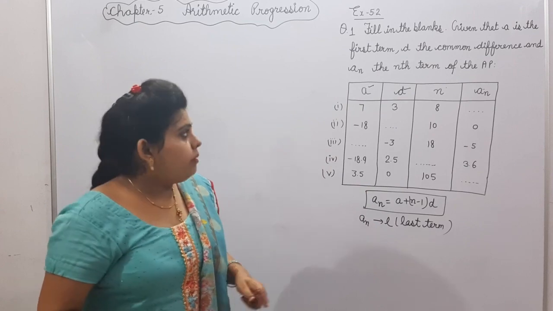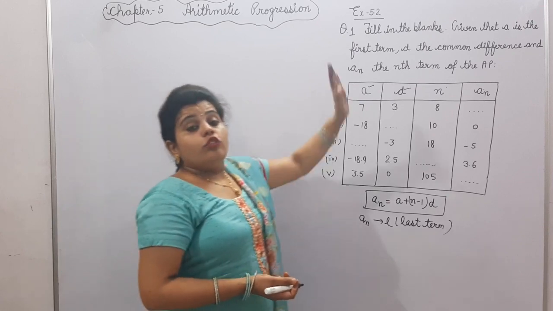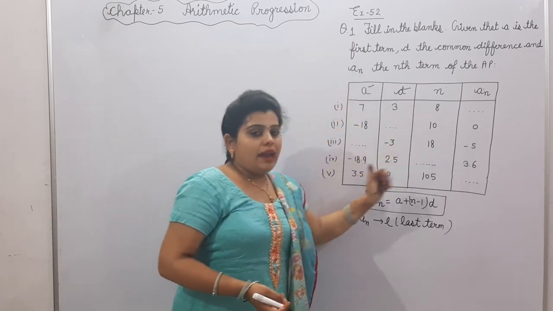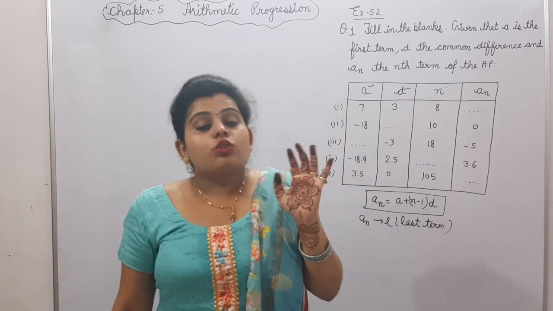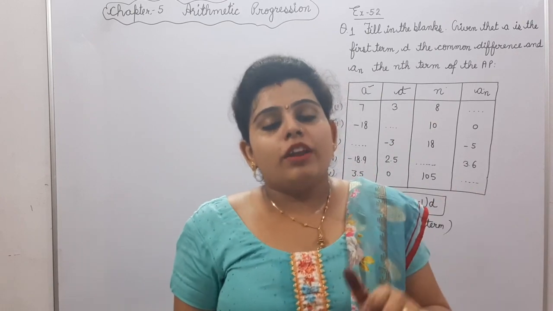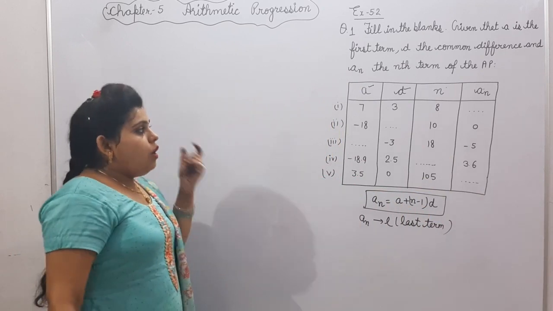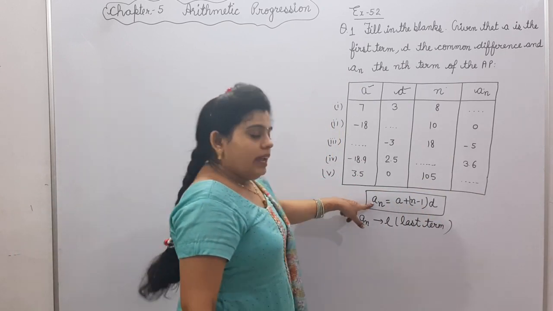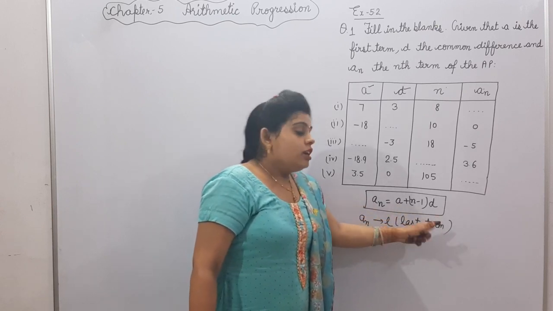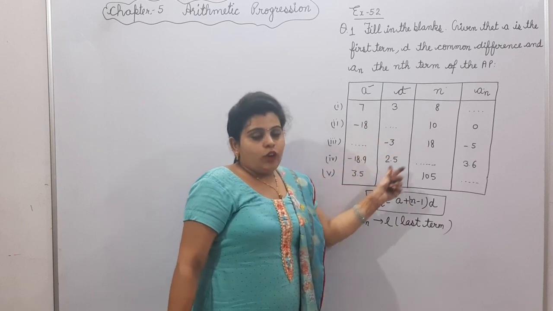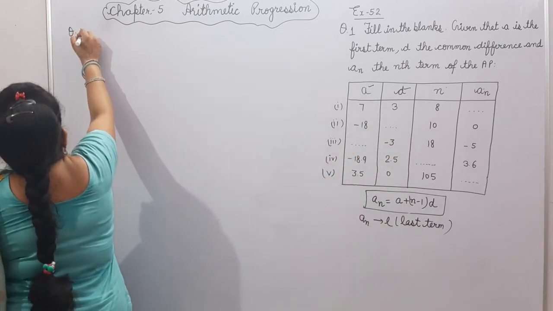Now question number 1 of exercise 5.2. What is given? Fill in the blanks. We have to fill the blanks. Given that A is its first term, D is common difference, n is number of terms and An is its nth term. Now we will use this formula. An is equal to A plus n minus 1 into D. Using this formula, we have to find missing values.